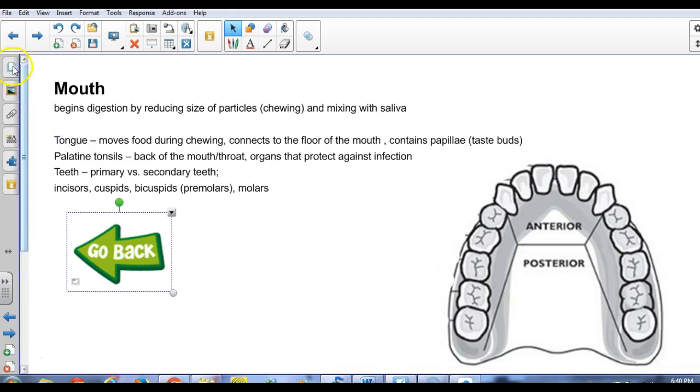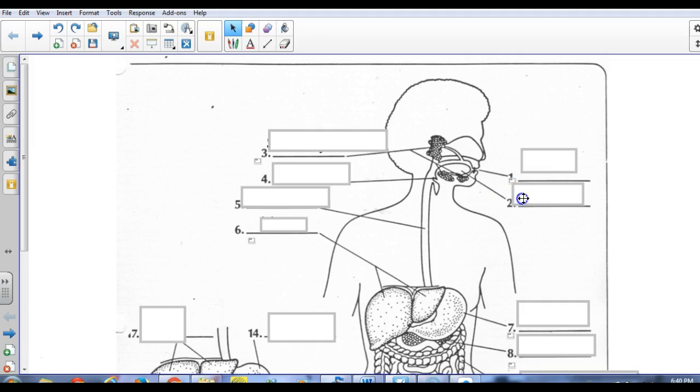The tongue is an important part of the mouth as well because the tongue mixes food with saliva and just allows for that better mixing, and it also makes the food moist. It makes it into this ball of food called a bolus, which the tongue will then position at the back of the throat, the pharynx, and it will be swallowed from there.